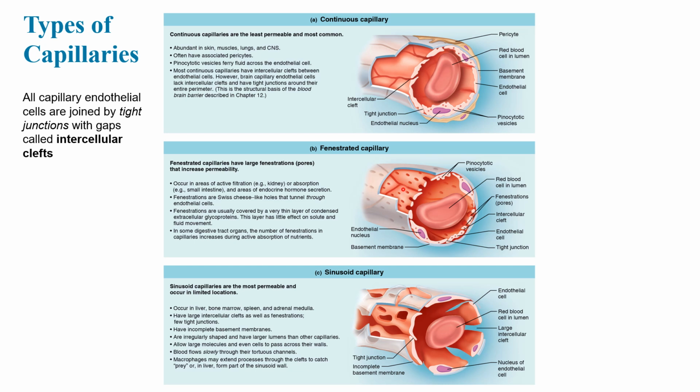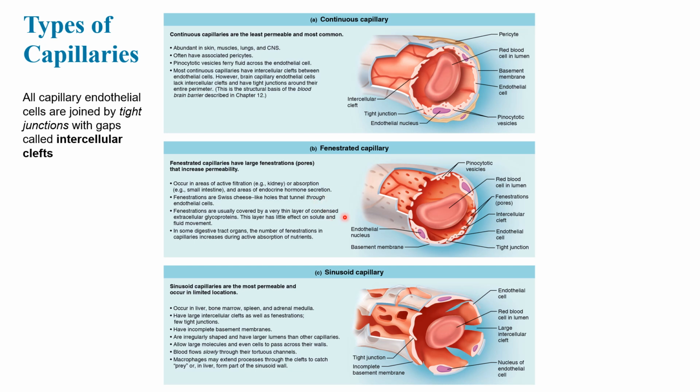So these fenestrated capillaries are present in the kidneys, and in the intestines we need to absorb the nutrients, so they are present in the small intestines. And then where the endocrine hormone secretion has to take place, because those hormones have to go into the blood. And these fenestrations are Swiss cheese like holes that funnel through the endothelial cells. So this looks like Swiss cheese.